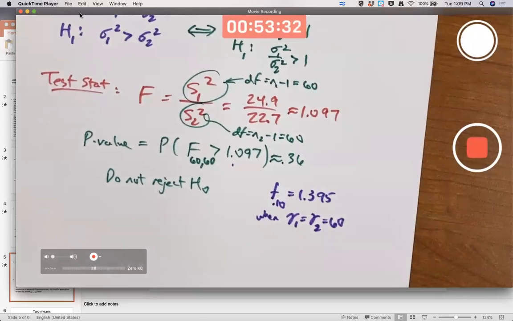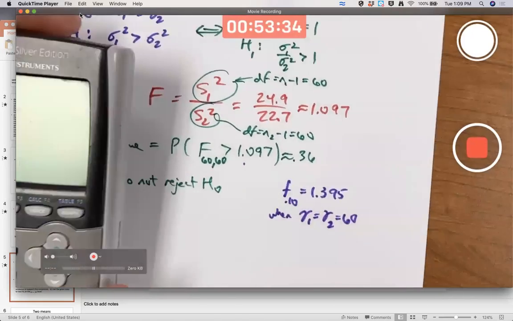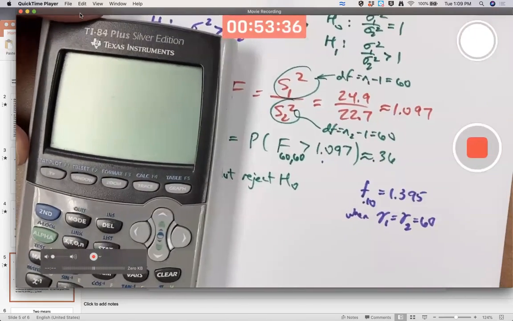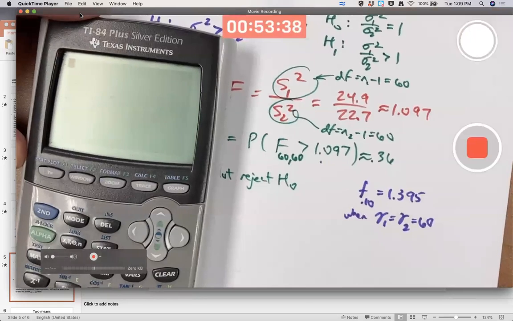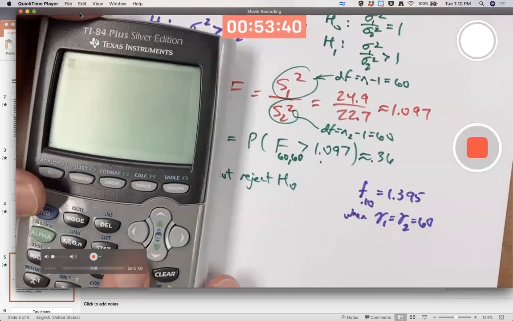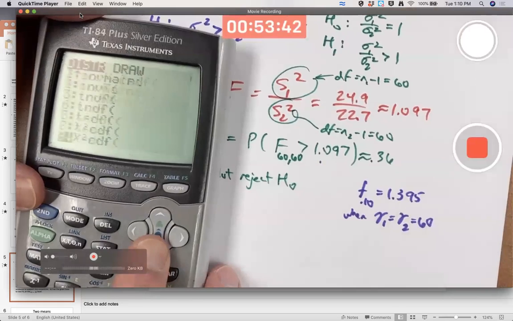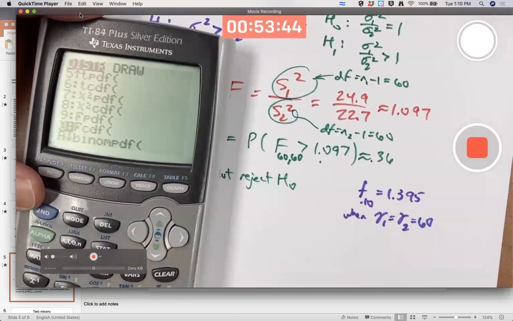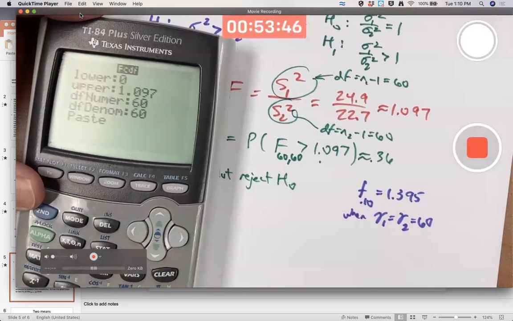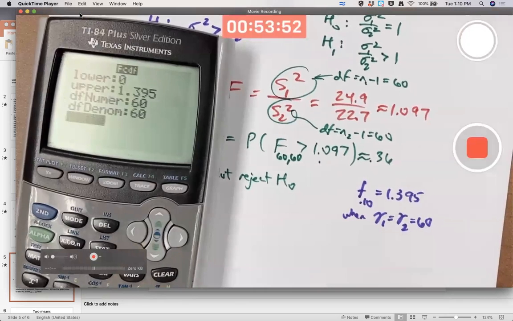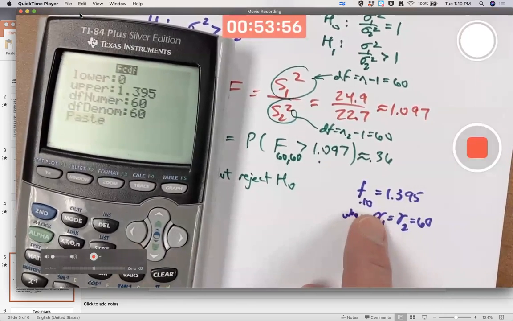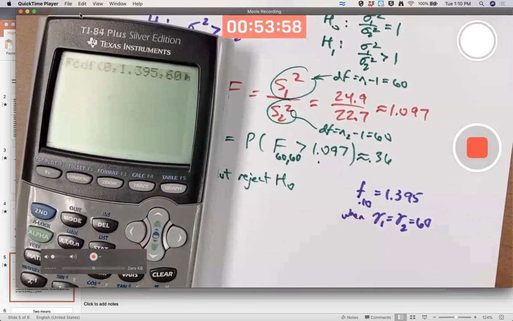Let's confirm that with the calculator. So if I go back once again to FCDF and put 1.395 here instead and paste it, I should get about 0.9, right? 1 minus 0.1. Yeah, very close to 0.9.